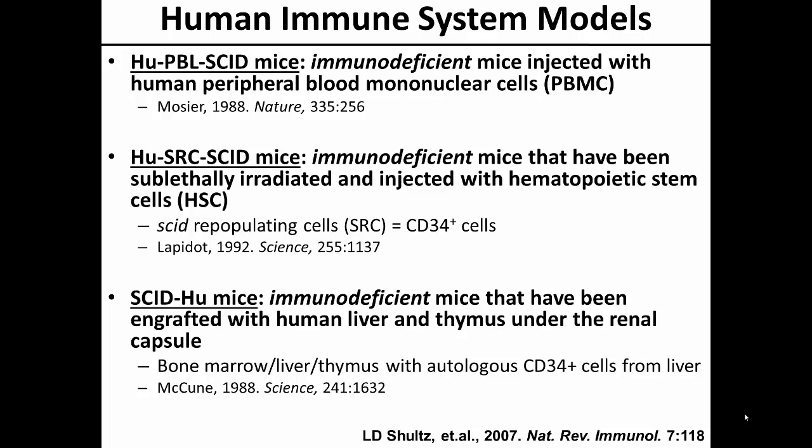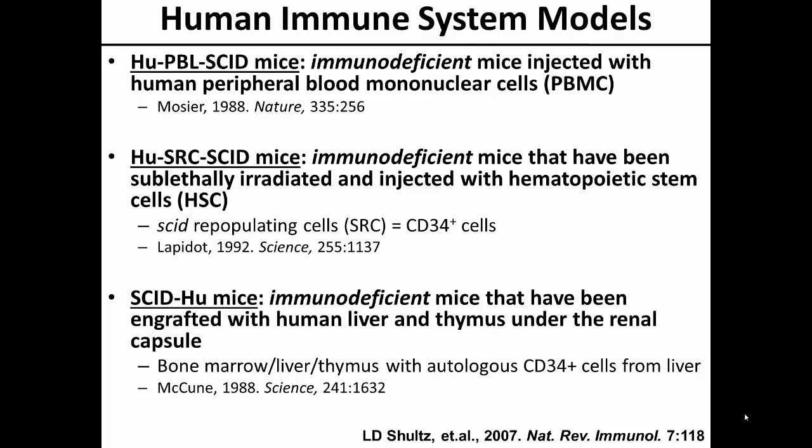The next model is what we refer to as the Hu-SRC-SCID mouse. SRC are SCID repopulating cells, which are basically CD34 positive hematopoietic stem cells. In this model, these are immunodeficient mice that have been, in most cases, sublethally irradiated and injected with hematopoietic stem cells. These hematopoietic stem cells can come from a variety of sources, including cord blood, mobilized peripheral blood from adults, bone marrow samples, or human fetal liver specimens.